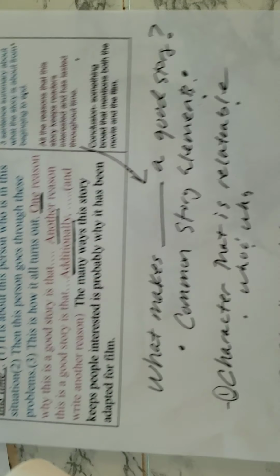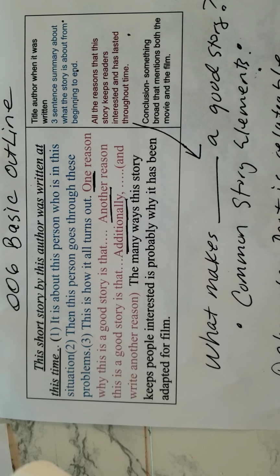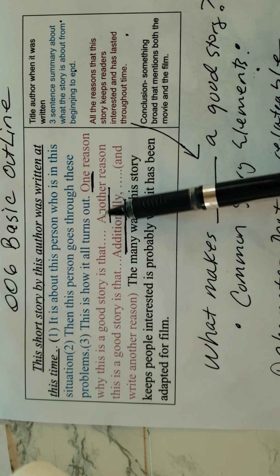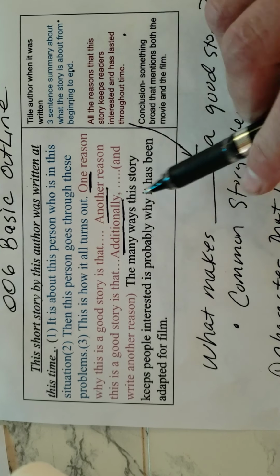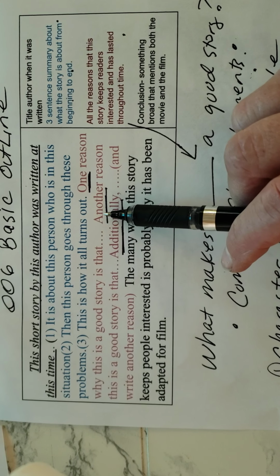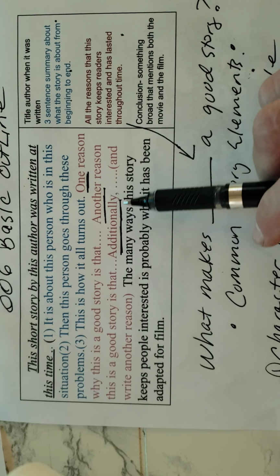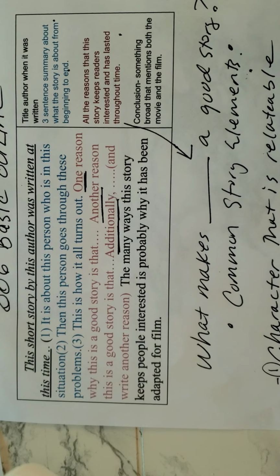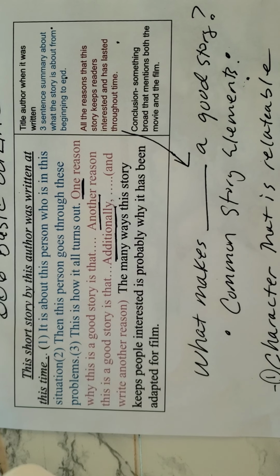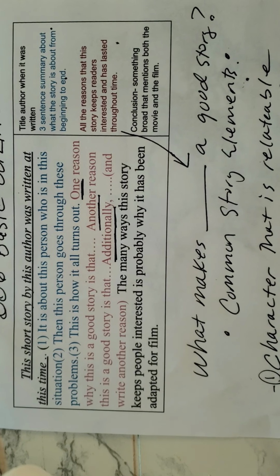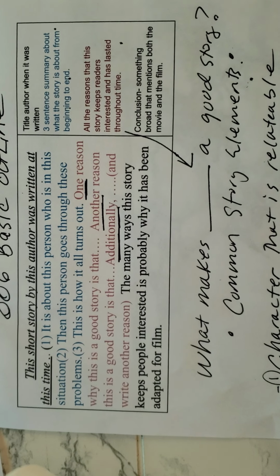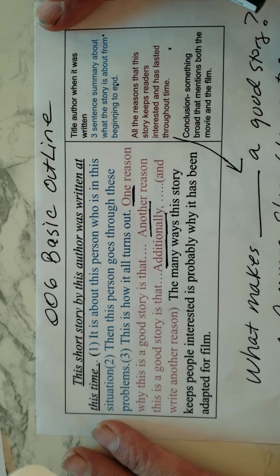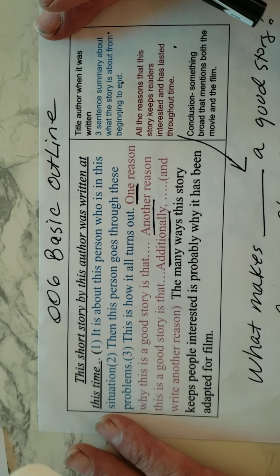So it's going to all add up to something like this. One reason why this story is good is that such and such. Another reason it's a good story is that blankety blank. Additionally, and then you have another reason, okay? Then you just have a concluding statement that sums up that paragraph. Hey, there's many reasons why this keeps the story interesting, and that's why there's films about it, okay? So, this is the basic outline of 006.